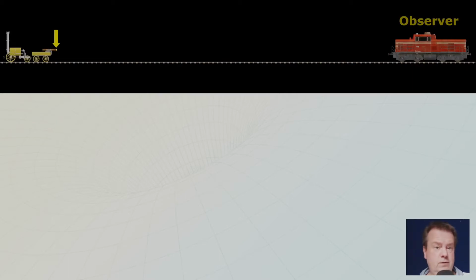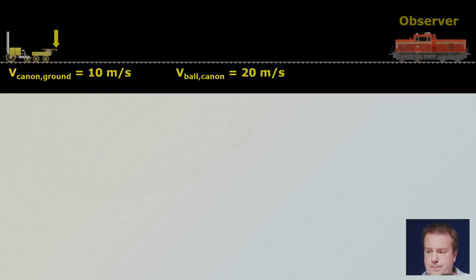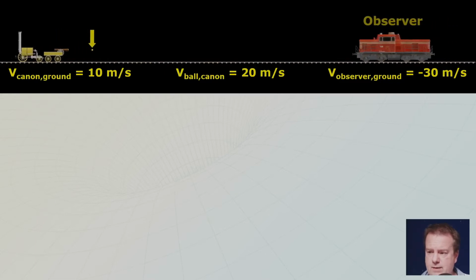Remember this simulation. It was, I think, in the A level of level 19. We have two trains. The train on the left has a cannon with a ball in it. It will start to drive and will shoot the ball. We know up front that the cannon or the train with the cannon will move relative to the ground with 10 meters per second. We know that the cannon will fire the ball with 20 meters per second relative to the cannon. And we know that the observer train on the right will travel 30 meters per second in the opposite direction, from right to left, and that's why it has a minus sign. This is what it looks like.